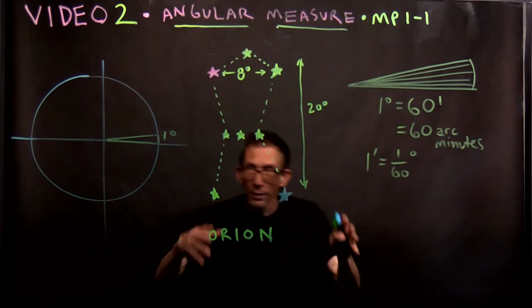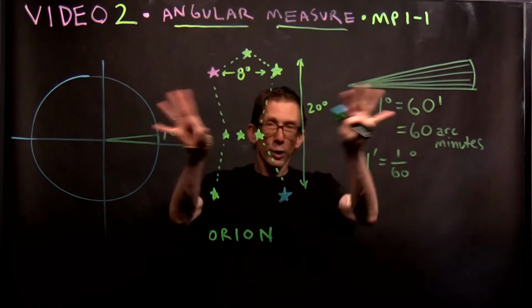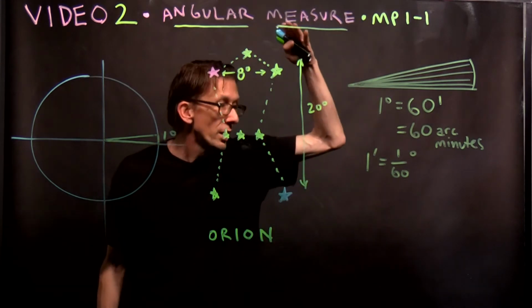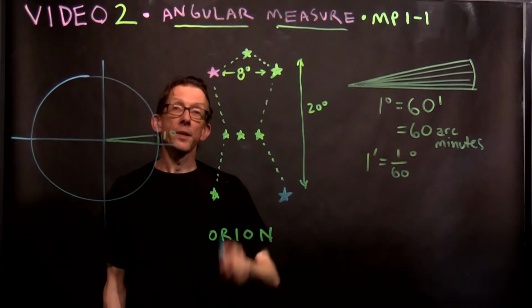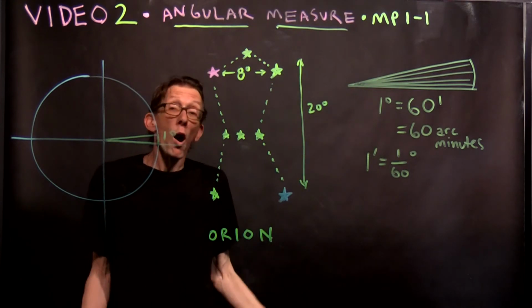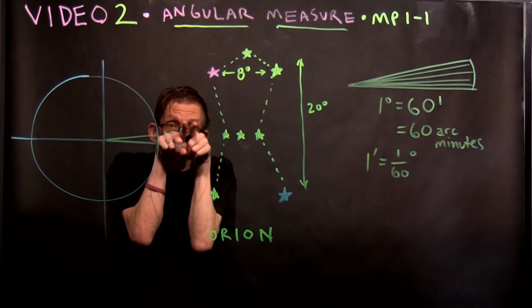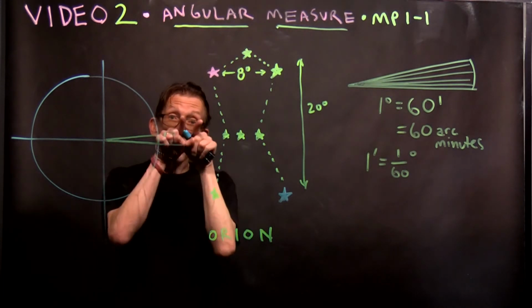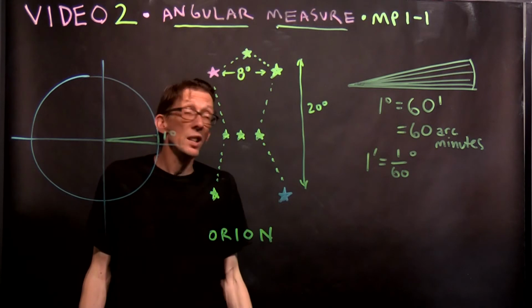Now I'm losing my eye. You can't see, too much stuff on the board, right? You can see me now. So there are 60 arc minutes in 1 degree. So all an arc minute is a super small angle. It's a super small angle. That's all it is. It's 1/60th of a degree.